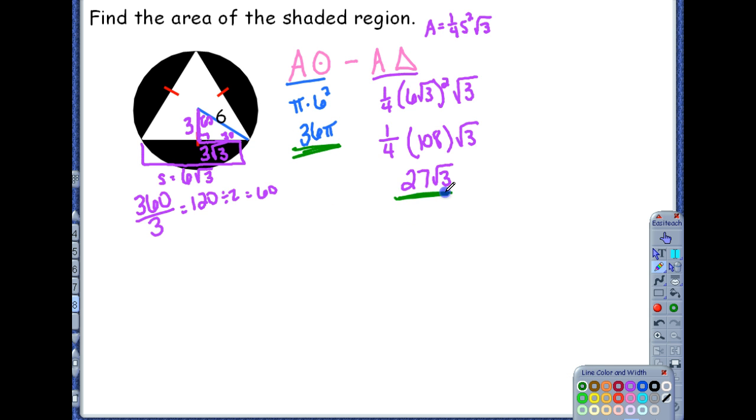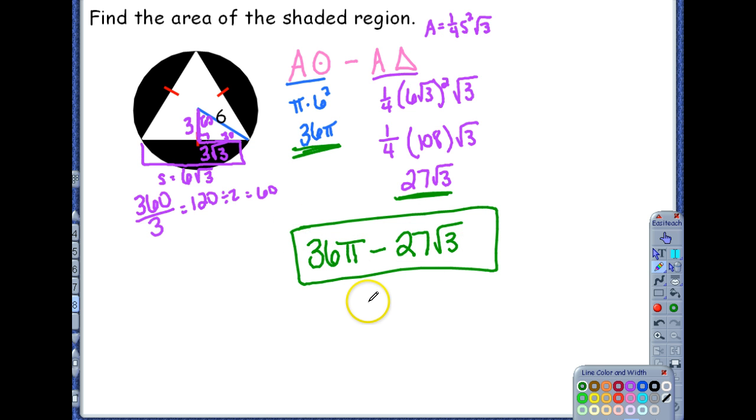Okay, so we said our game plan was to take the area of the circle and subtract the area of the equilateral triangle. That would look like 36 pi minus 27 radical 3. Now, can I go ahead and do 36 minus 27? We can't. They're not like terms, because they are not both in terms of pi or both in terms of radical 3. So really this right here is my exact answer. Perfect.